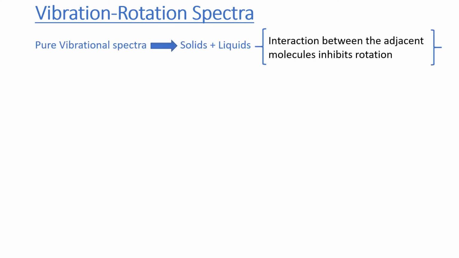You have to keep in mind that pure vibrational spectra only exist for solids and liquids, because in solids and liquids the molecules are very close to each other and strongly interacting with each other, and they inhibit the rotation of the molecule. However, in the case of gases and vapors, we have a mix of vibrational and rotational transitions, so we have a vibrational-rotational spectrum.